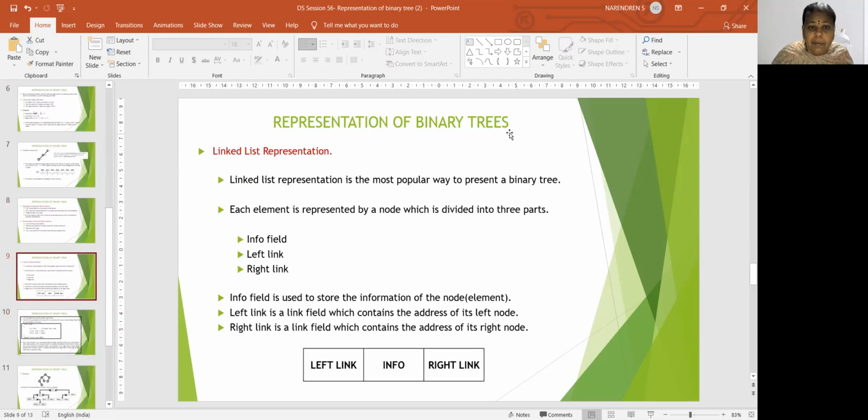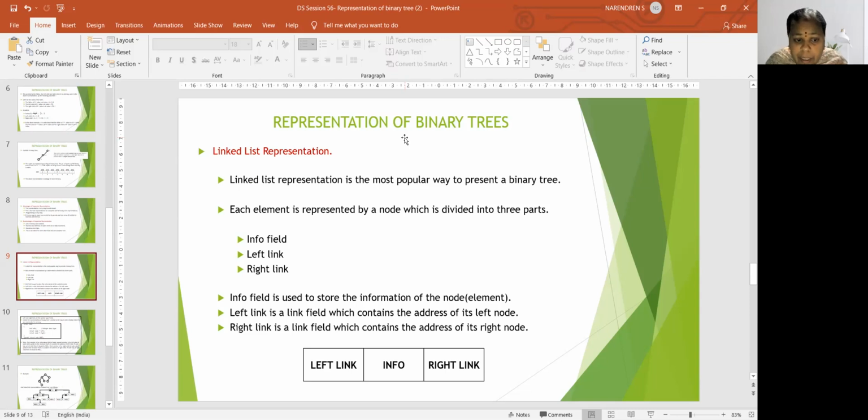Next, we are going to see another representation of the binary tree. Another technique of binary tree representation is linked list representation. This concept we have already discussed in the linked list topic, and the same thing we are going to take into this tree concept. Linked list representation is the most popular way to present a binary tree. Compared to arrays, we are making the binary tree representation with the help of a linked list.